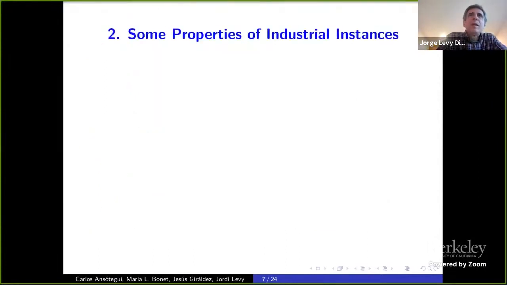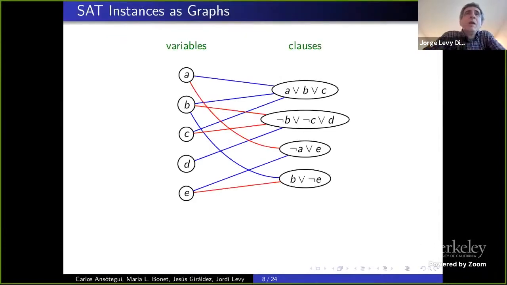Thank you. So let's start with the second part of my talk. That is the description of some properties that we have analyzed in industrial instances. So we are talking about structural properties. The first thing we do with the industrial instances is to transform them into graphs, and we will use properties that have been studied for graphs or for networks.